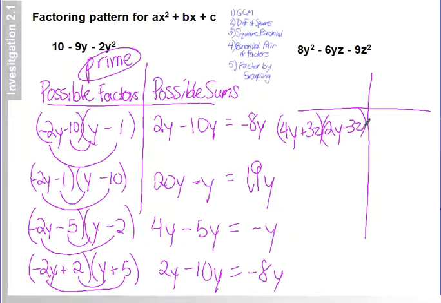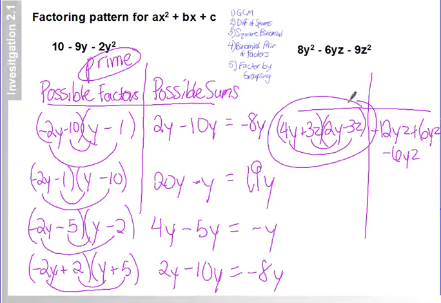Okay, let's try it. So we're going to try 4y times negative 3z. What does that give us? Negative 12yz. And then this middle term, 3z and 2y. What does that give us? Plus 6yz. So what is our sum here? Henry. Good thinking on the spot. Negative 6yz. Is that what we needed? Yes, it is. Lucky first guess. That's awesome, actually. So this is our factor for that one.